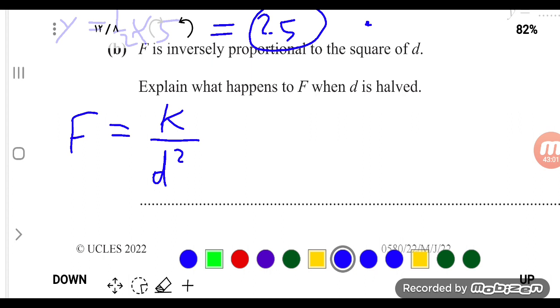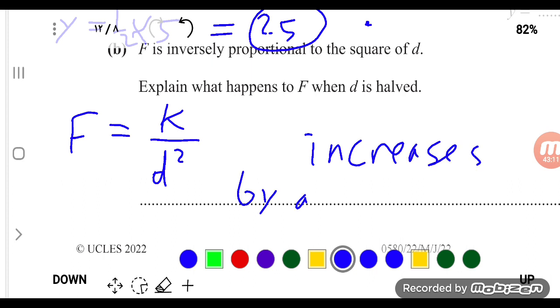So the answer: F increases by a factor of 4, because 1/2 squared is 1/4. So F will increase by a factor of 4 because F and D squared are inversely proportional.